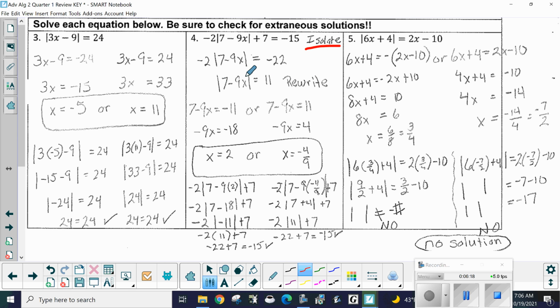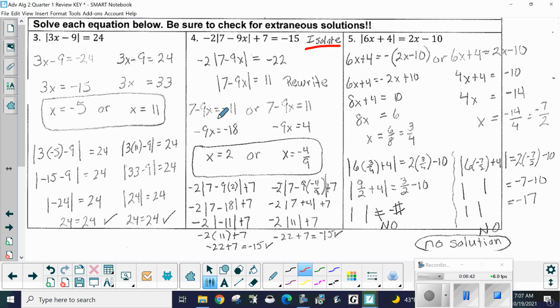I know that this absolute value, this stuff in here, is 11 steps from 0, either to the left, which would be at -11, or to the right, which would be a +11. 7 minus 9x equals -11, or 7 minus 9x equals 11. I am 11 steps from 0. I'm going to solve each one of these.